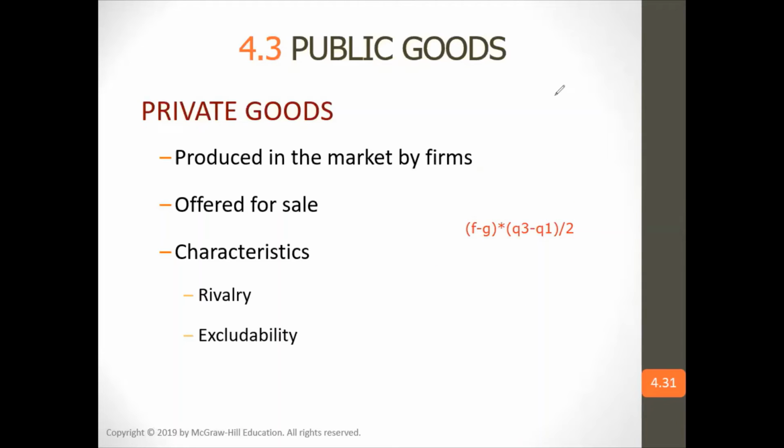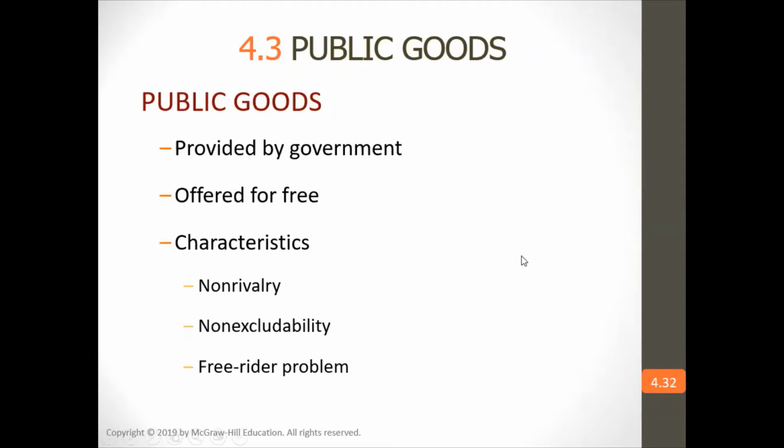Private goods are offered by companies, and they're rival and excludable. Public goods are provided by the government, and they're offered for free. They're non-rival, non-excludable, and they have the free rider problem. Since they're non-rival and non-excludable, even people who don't pay taxes benefit from them. If you don't pay taxes, you still benefit from sidewalks, and that's financed by taxpayers. Also, if you don't pay taxes, you still benefit from national defense. All of that is paid for by taxpayers, and even if you don't pay taxes, you still benefit from it.